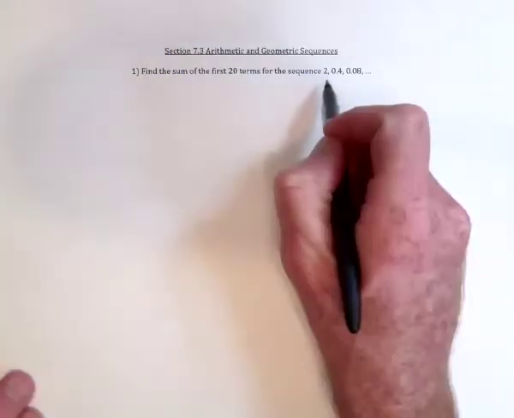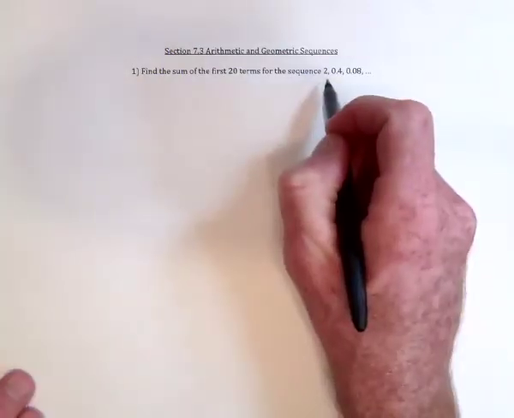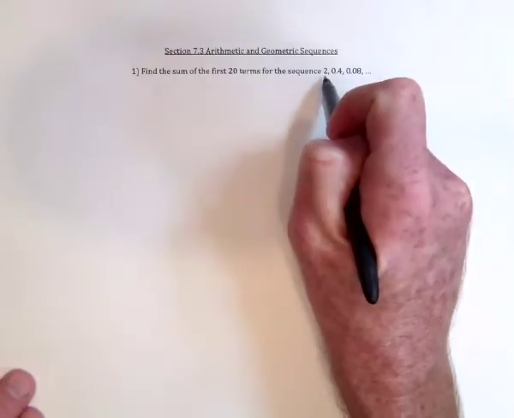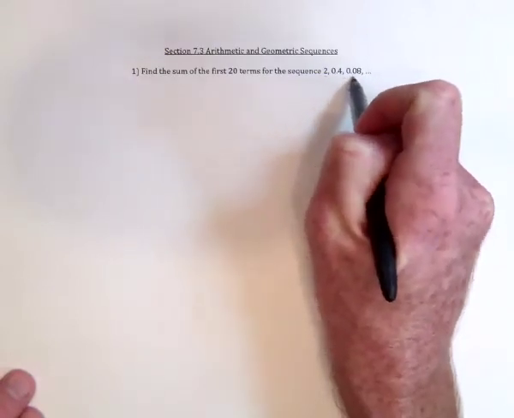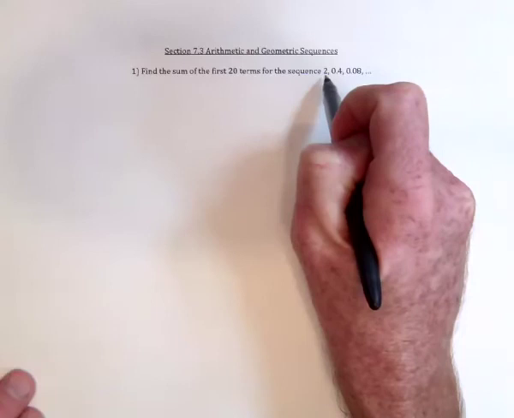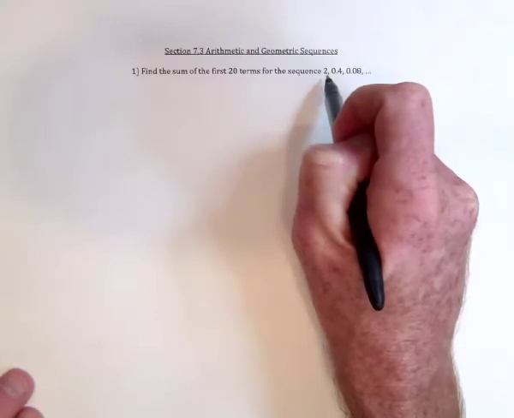So the first thing to do with this sequence is decide, is this a geometric or an arithmetic sequence? Arithmetic means that we add the same amount each time. Geometric means we multiply by the same amount each time to get to the new term.